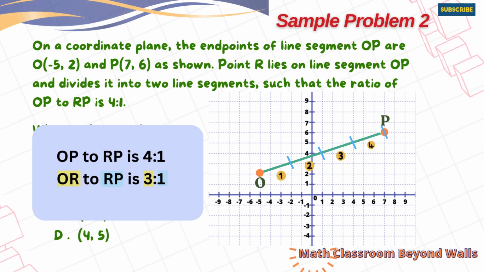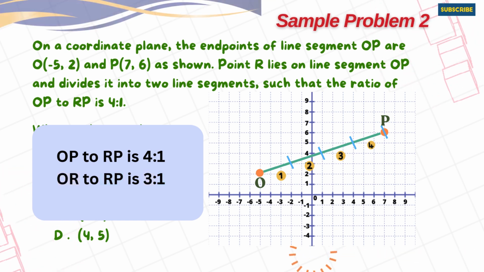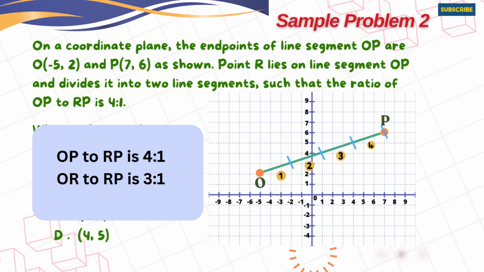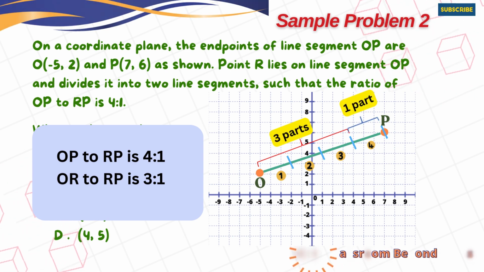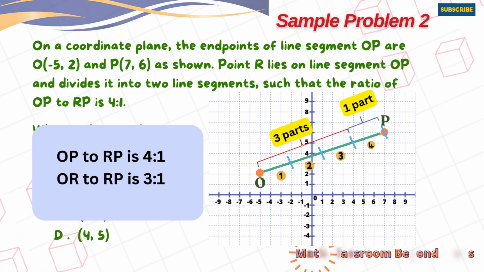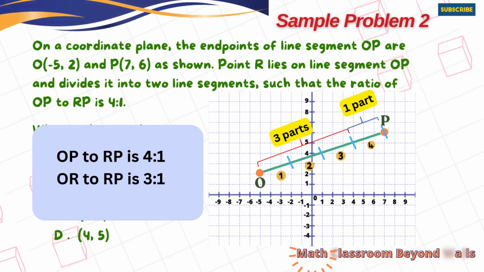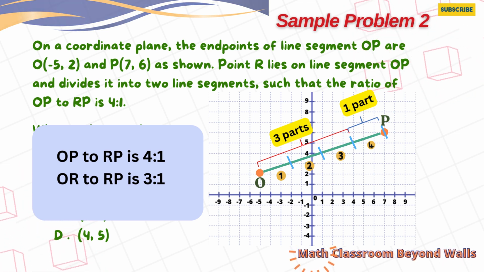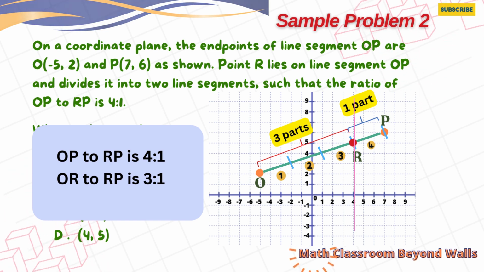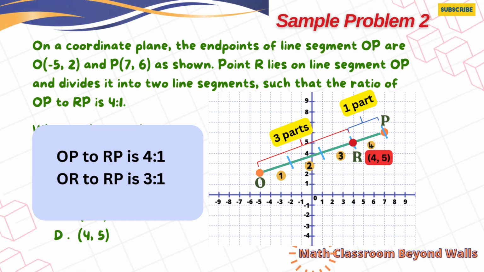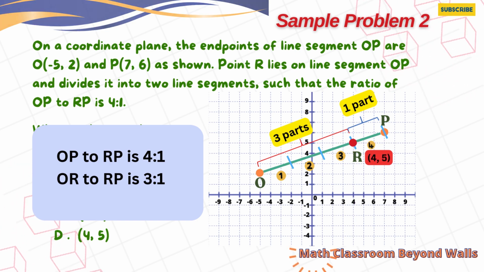Were you able to follow, learners? Look at the diagram, learners. Here are the 3 parts, and here is 1 part. We can now easily position R. Do you agree? Thus, the partition point R is located here with coordinates (4, 5). There you are, learners. We got it. That was easy, right?